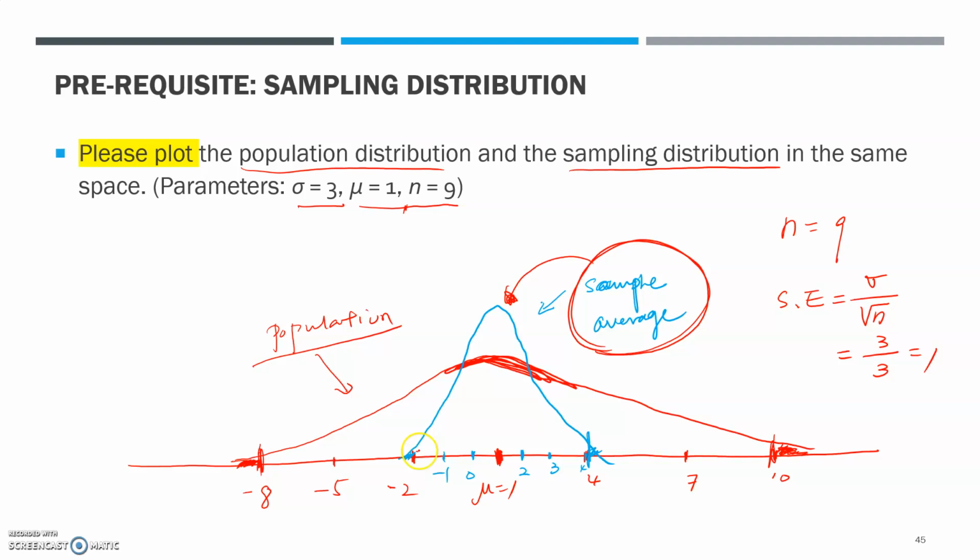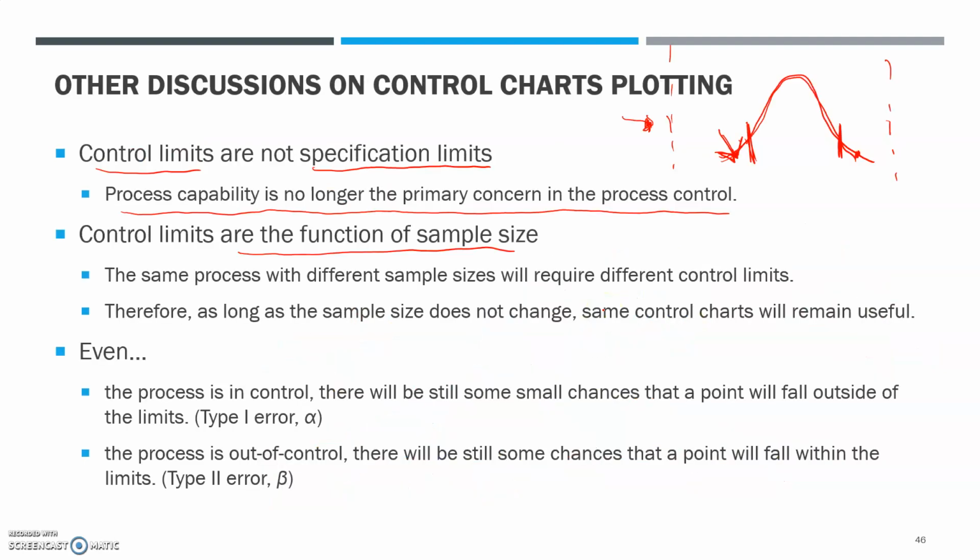So this is a control limit, a 3 standard deviation control limit. Because standard error is a function of sample size, if we use a different sample size, you will see a different sampling distribution. That is the reason I'm saying control limits are a function of sample size. The same process with different sample sizes will require different control limits. Therefore, as long as the sample size does not change, the same control chart will remain useful.